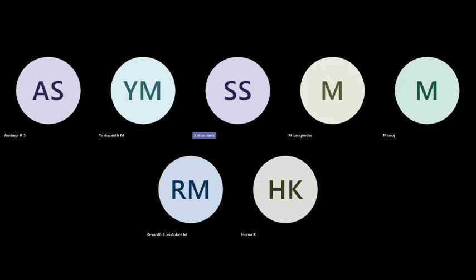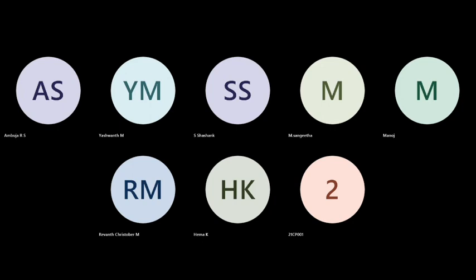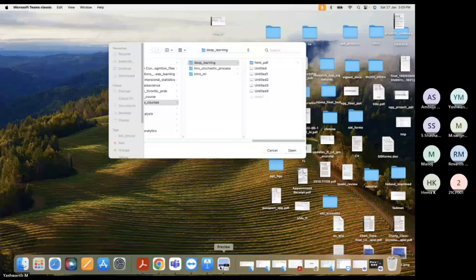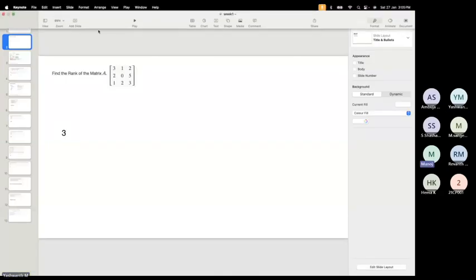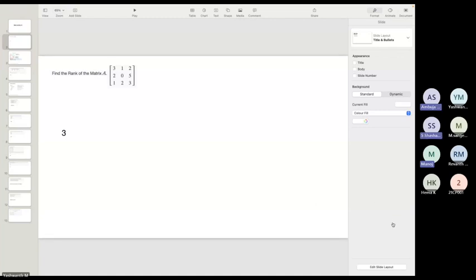Excuse me, yes, the screen is not visible. For others, is it visible? No, it is not. No, it does not. Okay. Is it visible now? Yes, now it is visible. Yes.